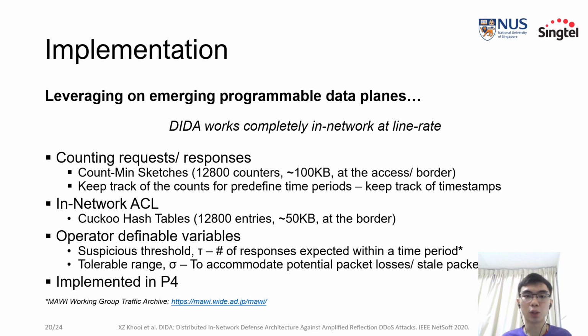Apart from that, the in-network ACL is an adapted version of cuckoo hash tables. This is to ensure that there will be no benign traffic being blocked, since it is a false-positive-free data structure. Lastly, we have two operator-definable variables. First is the suspicious threshold. This refers to the number of responses expected within a time period. In earlier examples, you may have noticed that we have been using 10. And next, we have the tolerable range. This is to accommodate potential packet losses and stale packets. We have implemented DIDA in P4.